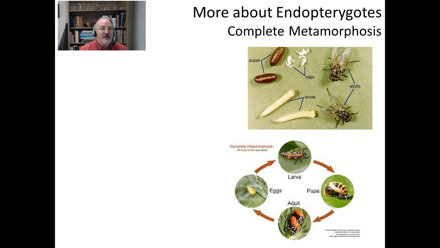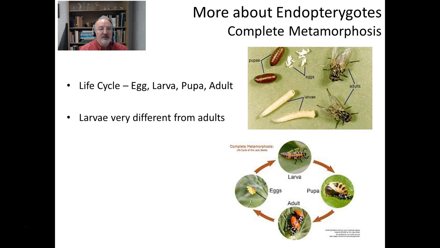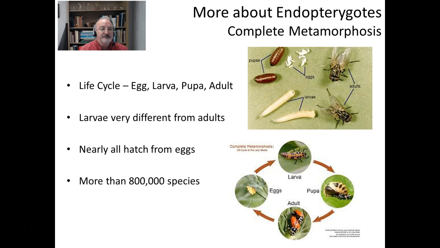Endopterygotes, on the other hand, have complete metamorphosis. Their life cycle consists of an egg, several larval stages, a pupa, and an adult, as you can see in this example with flies and with lady beetles. The larvae are very different from the adults. Nearly all hatch from eggs. There are more than 800,000 different species, so many more endopterygotes than there are exopterygotes.